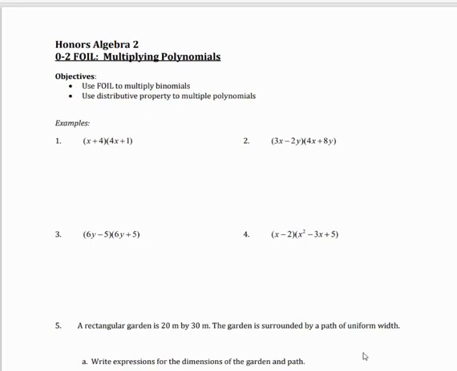This next section, which is 0.2, is really a review. It's on multiplying polynomials. So we have FOILing and distributing. Remember, FOILing is just another way of distributing. So let's look at the first example.